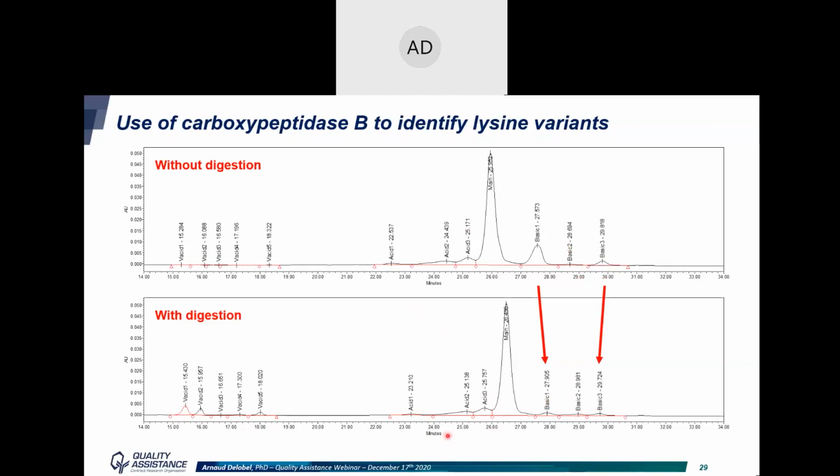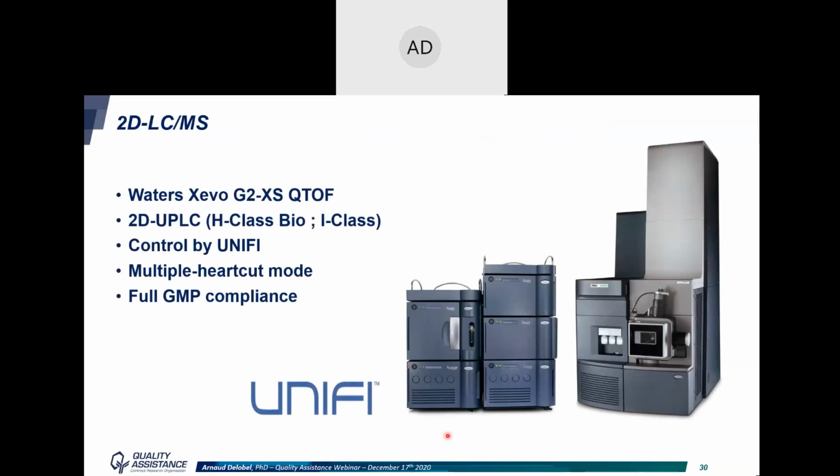So that can be quite useful to determine which basic variants are lysine variants, but it does not allow you to identify other variants. So you have to use other techniques, and 2D LCMS is one of the techniques that can be used to do that.